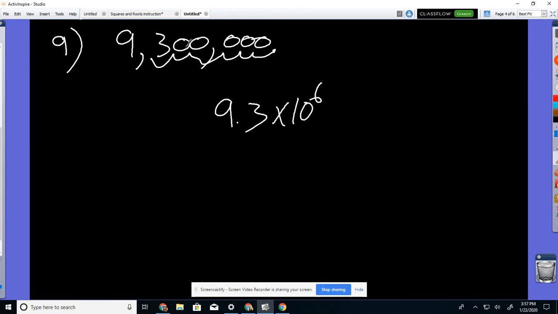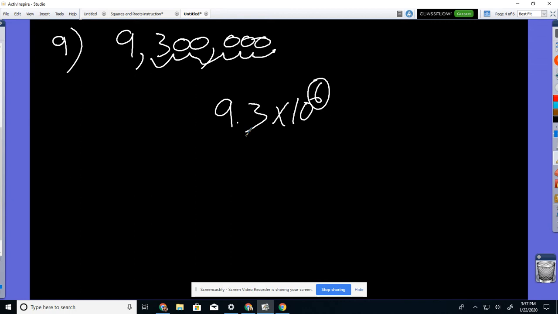You notice that there are 5 zeros here, so we know we're going to have 5 place value movements, and then one more digit before we get to a single digit to the left of the decimal, which will help us satisfy that A rule of greater than or equal to 1, but less than 10. That's 6 movements without actually having to draw it out: 5 zeros plus one more digit, that's 6 movements to the left. That gives you your exponent, and then you have your A value there. One way of looking at it.